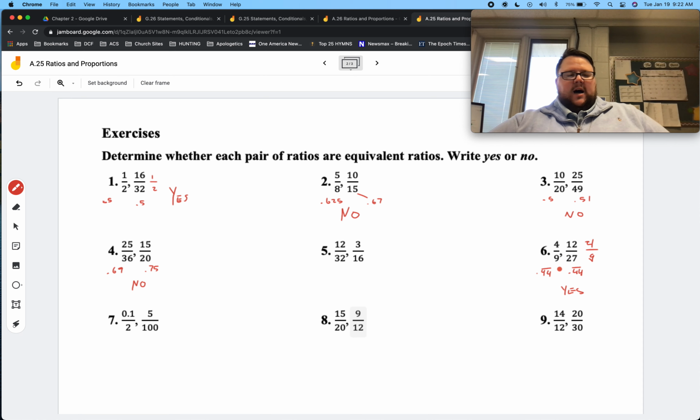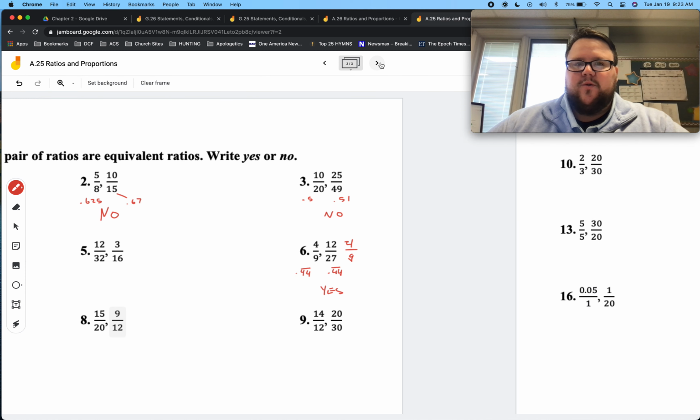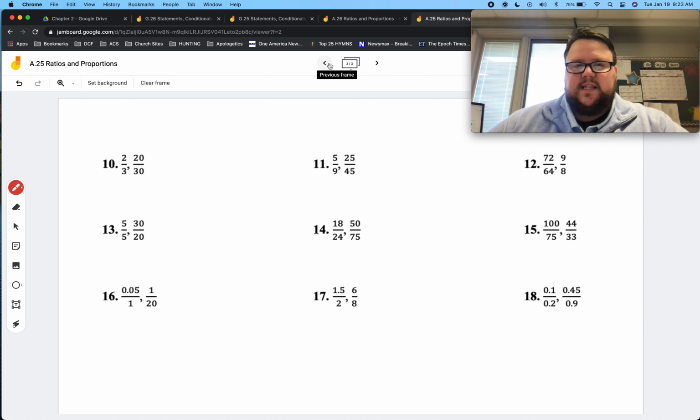So that's what you guys are going to do. You guys are just going to tell me if they are equivalent or not. Divide the top by the bottom and see if they are equal. And you have 18 problems to do.